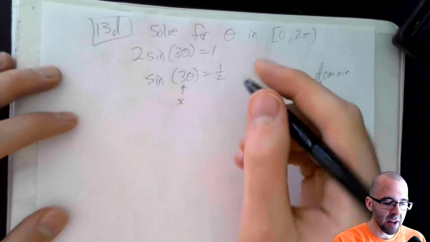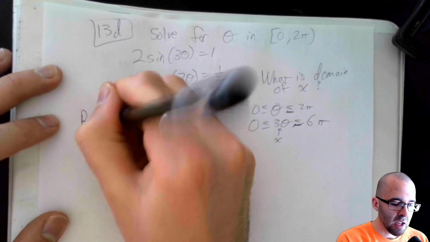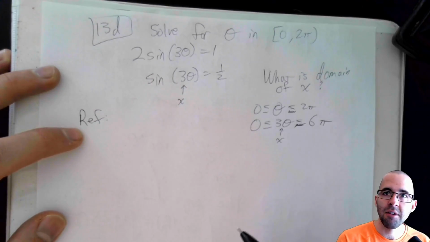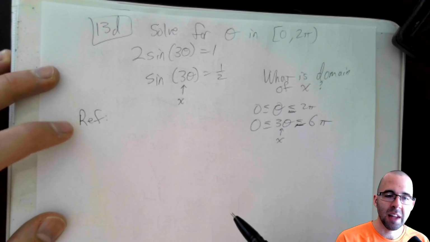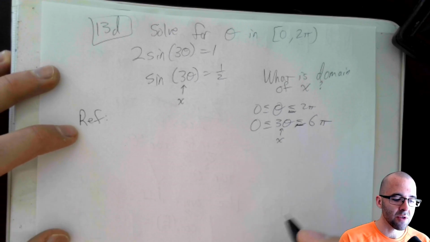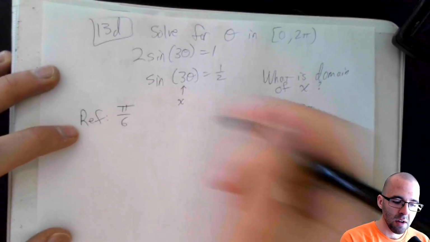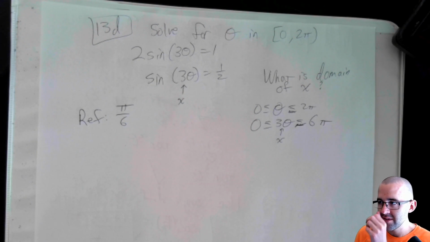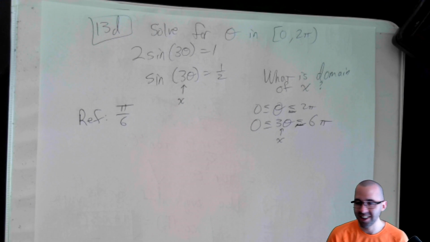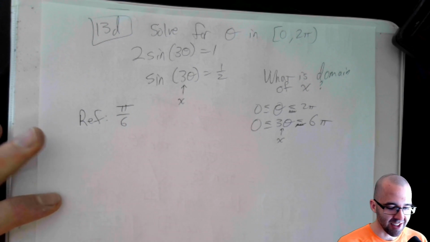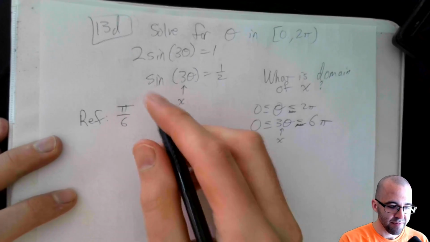All right, so we need to find, okay, what's our reference angle? When is sine equal to 1/2? That's going to be when the angle's pi over 6, and you'll have your reference triangles on the exam. Yeah, there's going to be 6 answers for this one. Good. I'm glad that you already recognize that.